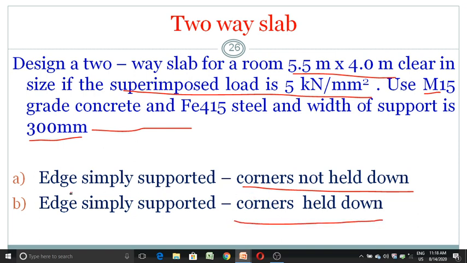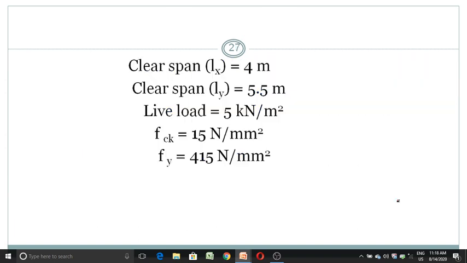In this lecture I am discussing only the first case, A, and the second would be homework for you. Please try to solve it, as we have already discussed how to design the two-way slab based on this condition. Now you design it on your own for this particular problem. In this problem I am going to explain only condition A. So let us start our design.